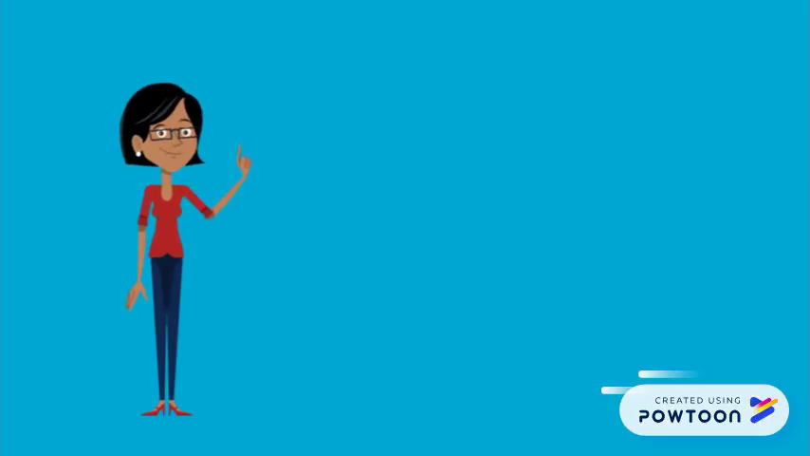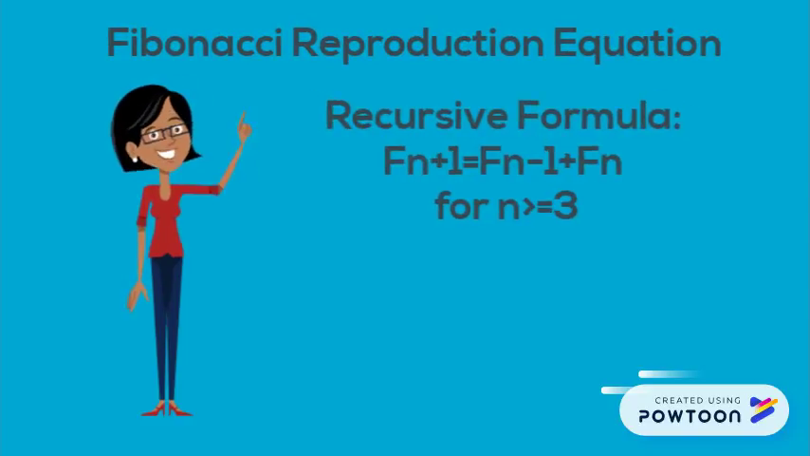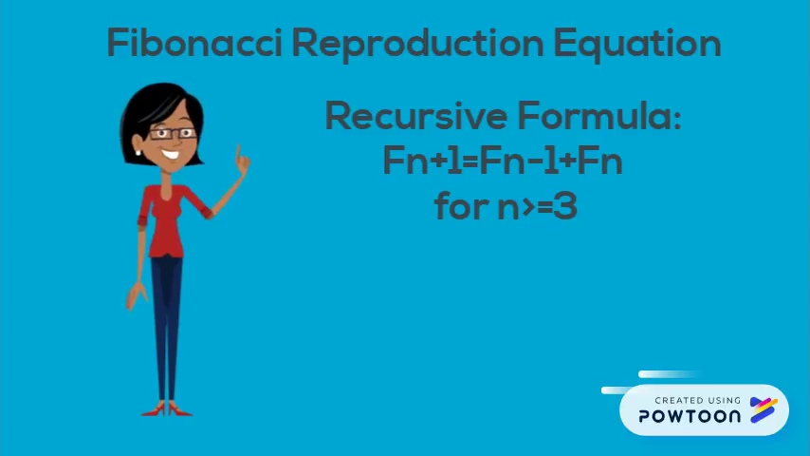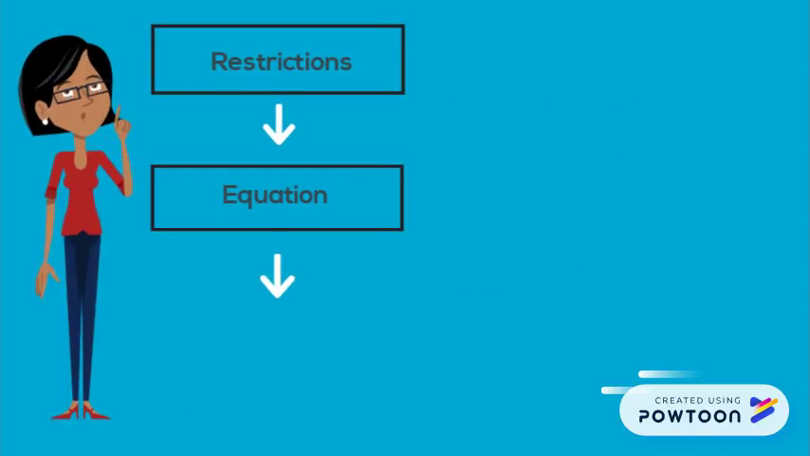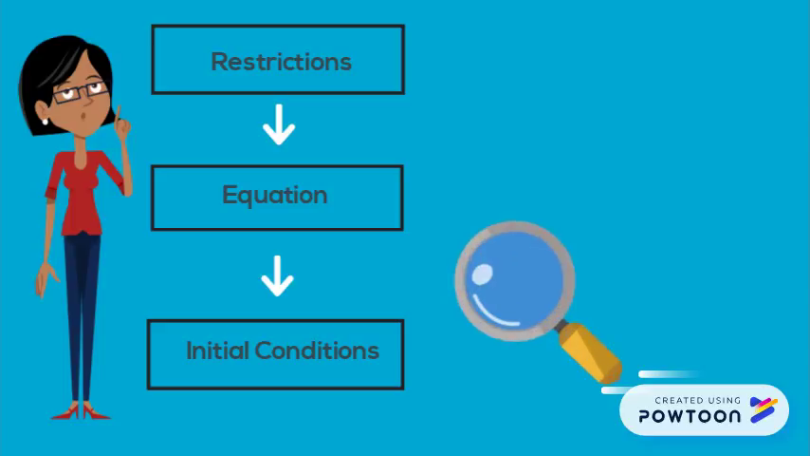Once Fibonacci obtained the restrictions, he was able to obtain the Fibonacci reproduction equation, also called the recursive formula, which consists of f(n+1) = f(n-1) + f(n) for all n greater than or equal to 3. This formula can only be used when the initial conditions are f1 equal to 1, f2 equal to 1, and f3 equal to 2. Now that we know the restrictions, the equation, and the initial conditions, let's find the solution.